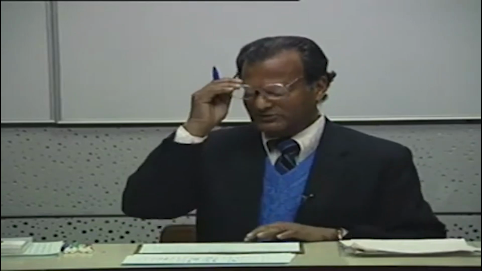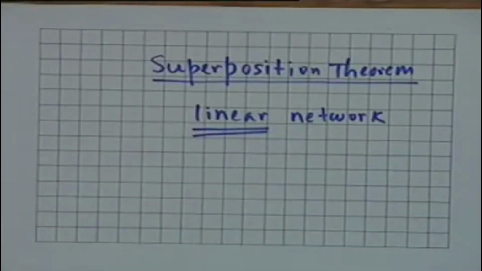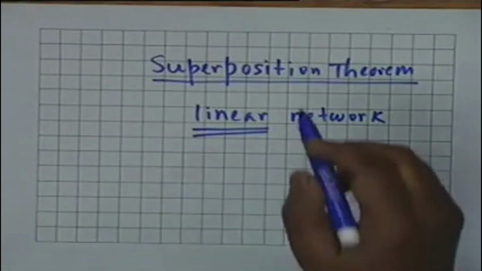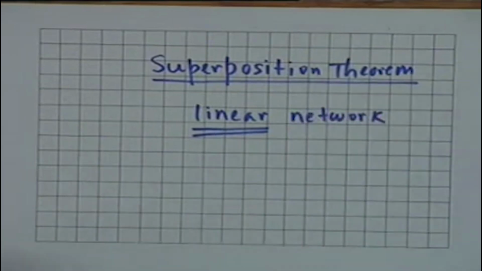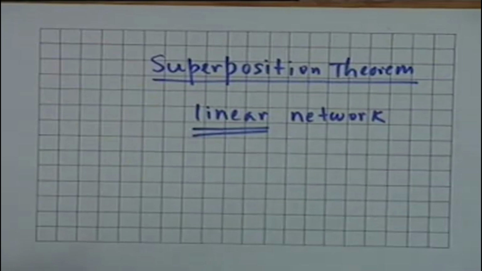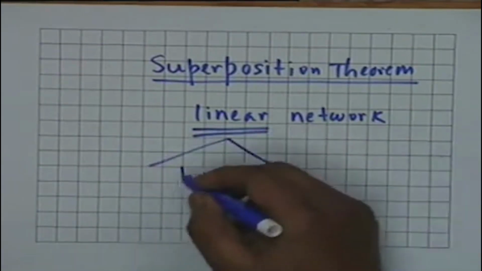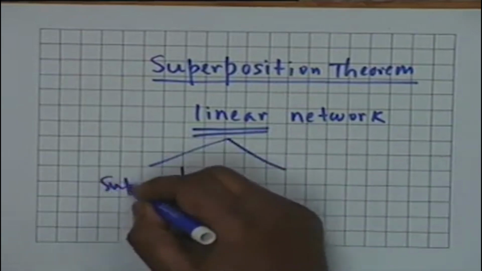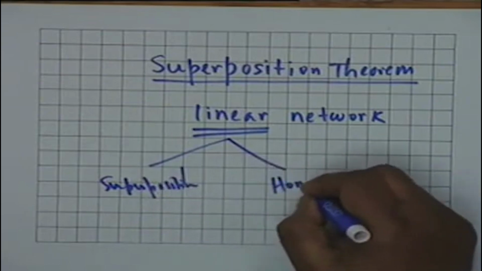And the most important thing to be remembered about the application of this theorem is that the network must be linear. The superposition in fact is a consequence of linearity, all right. As you will see later, linearity implies two principles. One is superposition and the other is homogeneity.